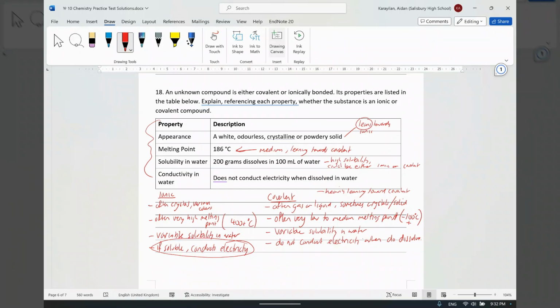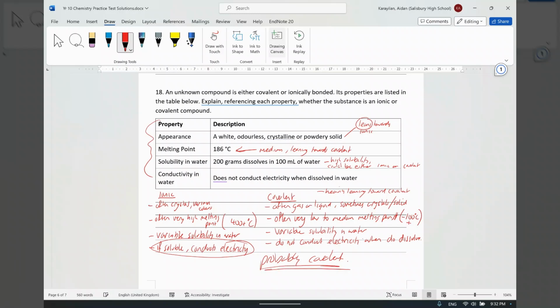So you would need to make an argument here to say that appearance doesn't really tell us much. Melting point is in between, so it tells us a little bit, but maybe not heaps. Solubility doesn't tell us much, but it does tell us it dissolves in water. And the last one is probably our biggest one, which is when it is dissolving in water, does it conduct electricity or not? The fact that it doesn't means that it's probably covalent. Cool. And that would be your answer.